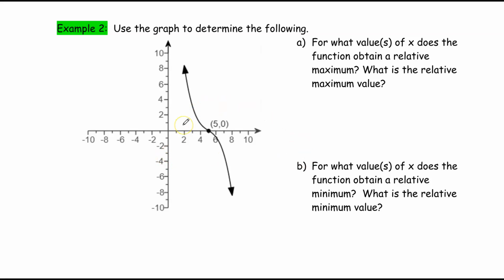Now consider the graph here, and we want to find the values of x for which the function obtains a relative maximum or relative minimum, and we want to find the relative maximum value or the relative minimum value. Now if you examine the graph here, this graph extends up to positive infinity and also extends to negative infinity. So because of that, we know that the function does not have a highest point.